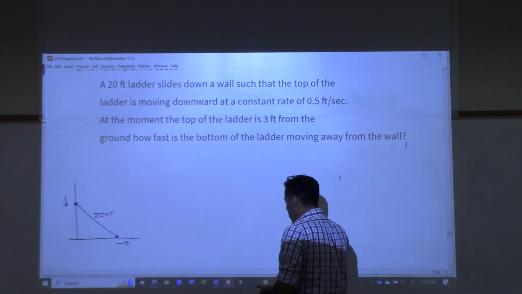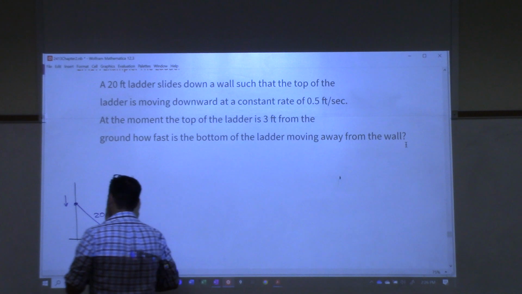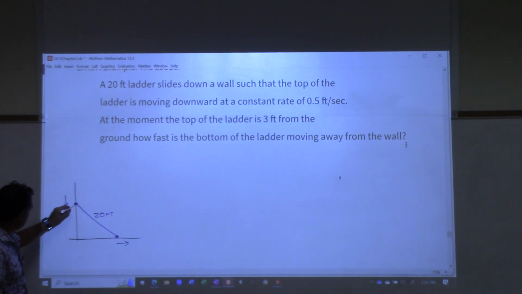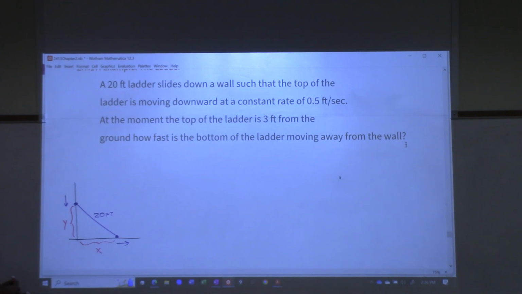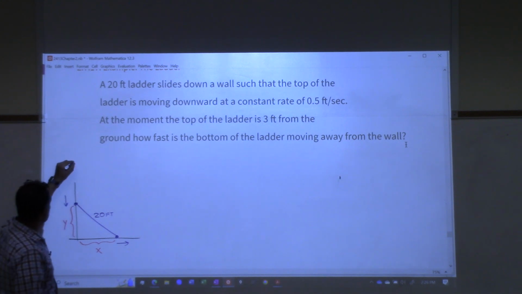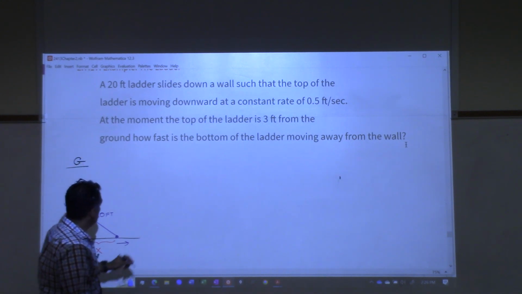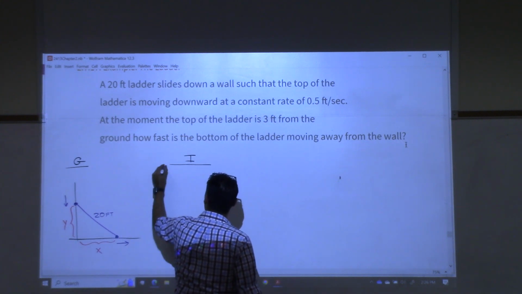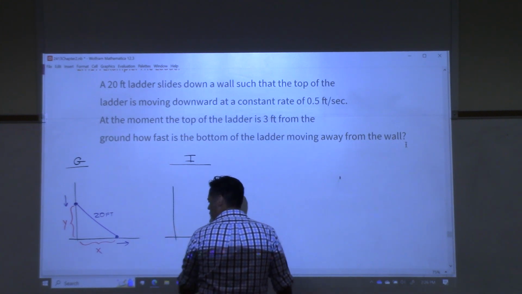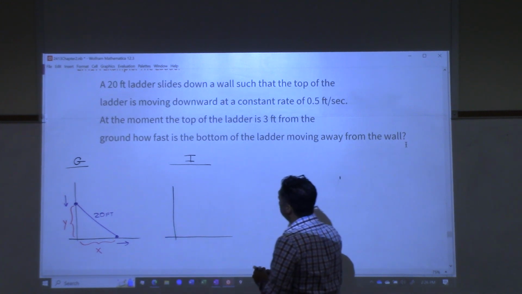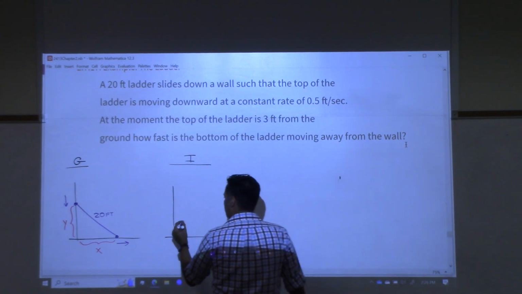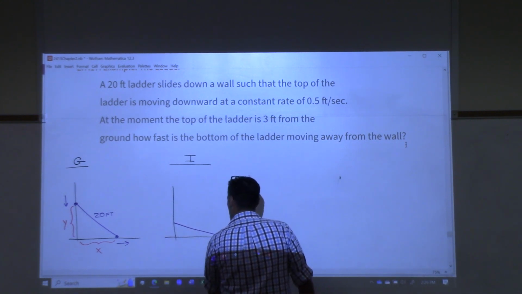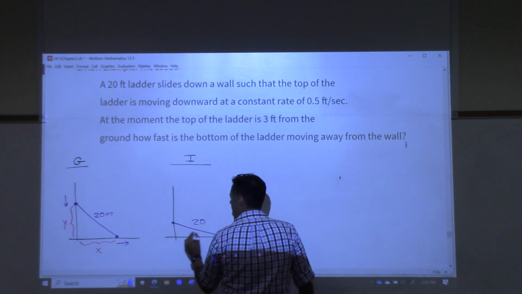Since those two sides are changing, I'm going to call the distance from here to here y, and the distance from here to here x. And this is my general picture. Now, at the instant in time that we're talking about, I have that same picture, but at the moment the top of the ladder is 3 feet from the ground, so I've got something like this. This is 20. This is 3.